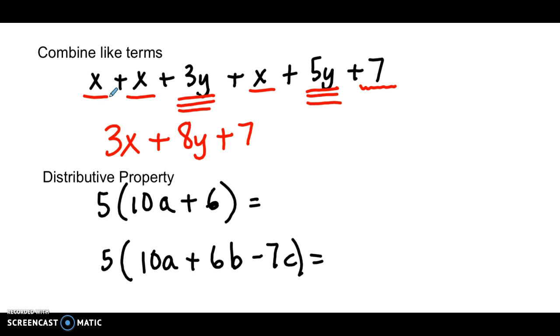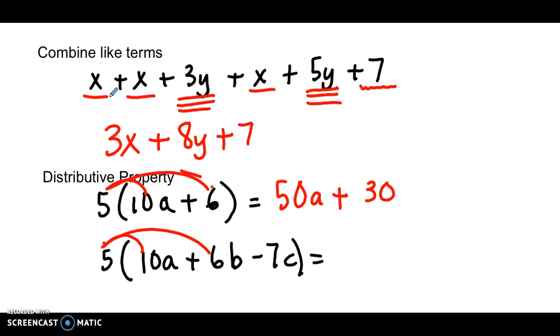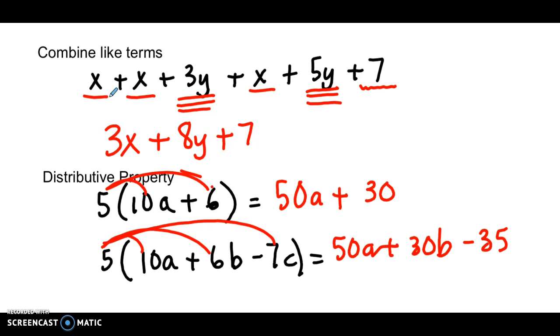We've also talked about the distributive property, which we've called whoop whoop. So we can multiply the 5 times each of these terms, and we would get 50a plus 5 times 6 is 30. That's our answer. If we had 3 terms, we would do whoop, whoop, whoop, which would give us 50a plus 30b minus 35c.